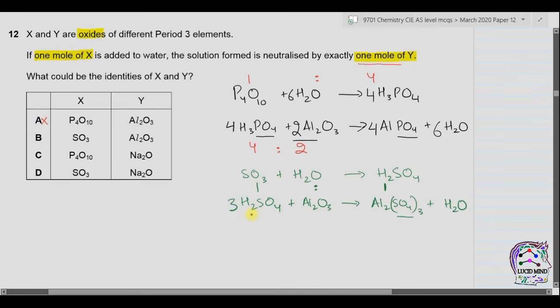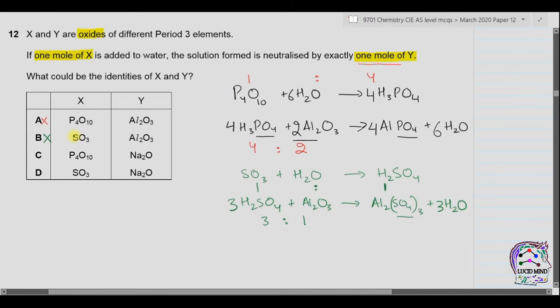There are 6 hydrogen atoms on the reactant side and it is balanced by writing 3 with H2O. Now we can see that 3 moles of sulfuric acid require 1 mole of aluminum oxide. As 1 mole of sulfur trioxide produces 1 mole of sulfuric acid, it means 3 moles of sulfuric acid will be formed from 3 moles of sulfur trioxide. So the ratio is not 1:1. So B is also wrong.